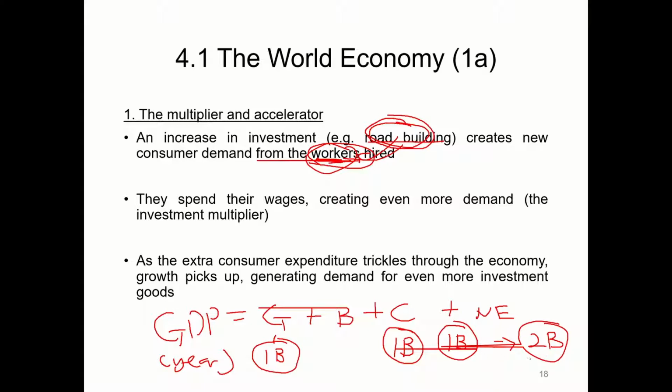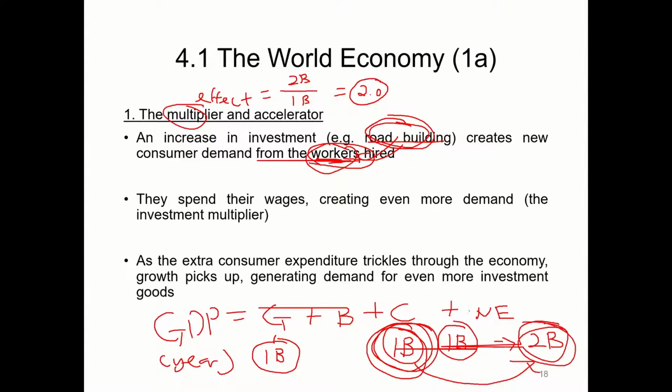So what will be the multiplier effect? The multiplier effect will be equal to 2 billion divided by 1 billion, which gives us a value of 2. So we see that there has been a multiplier effect of 2 times the initial investment. The initial investment is 1 billion, multiplied by 2, we get 2 billion.